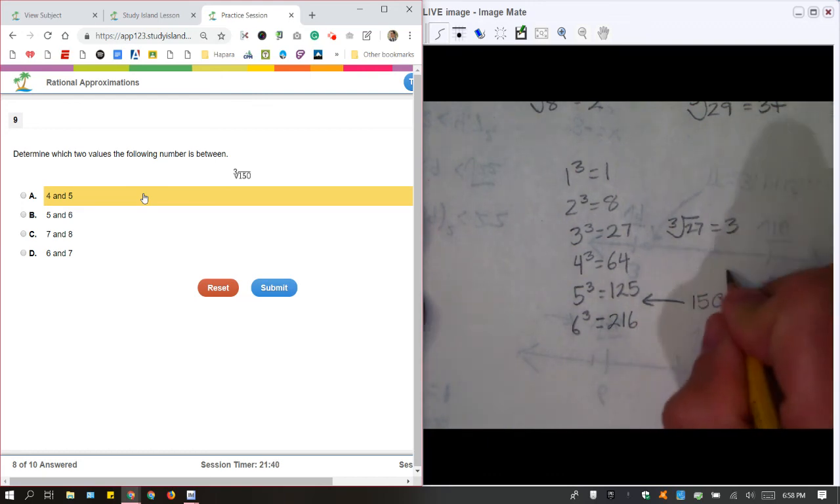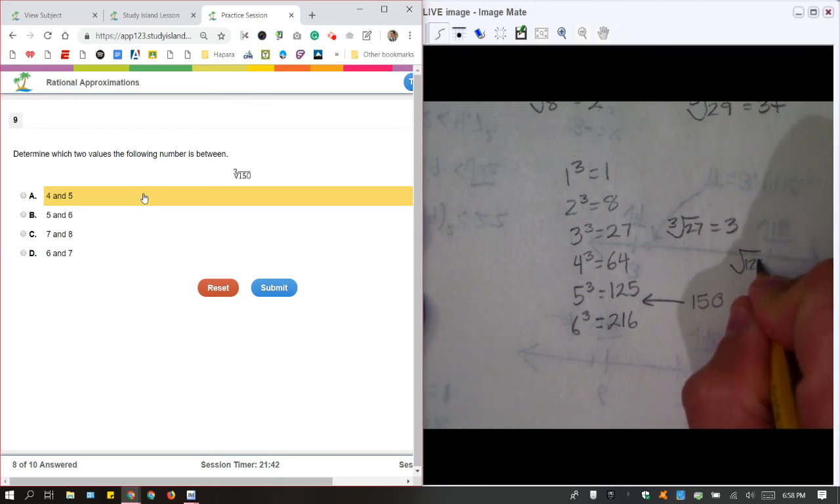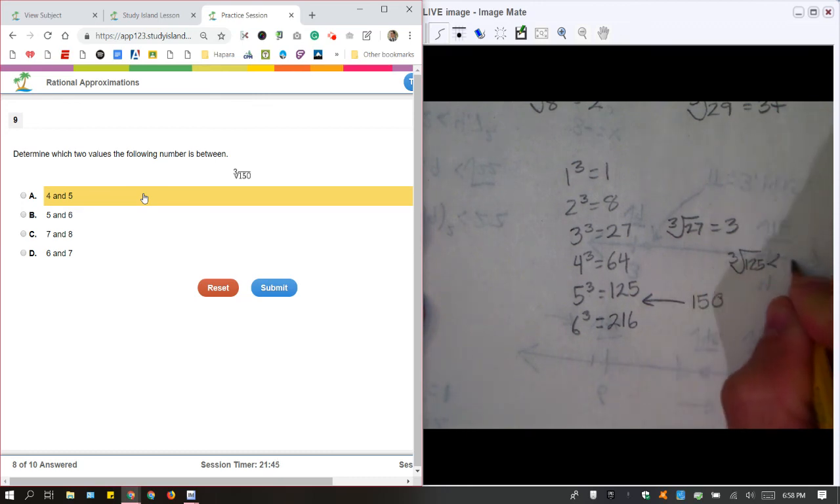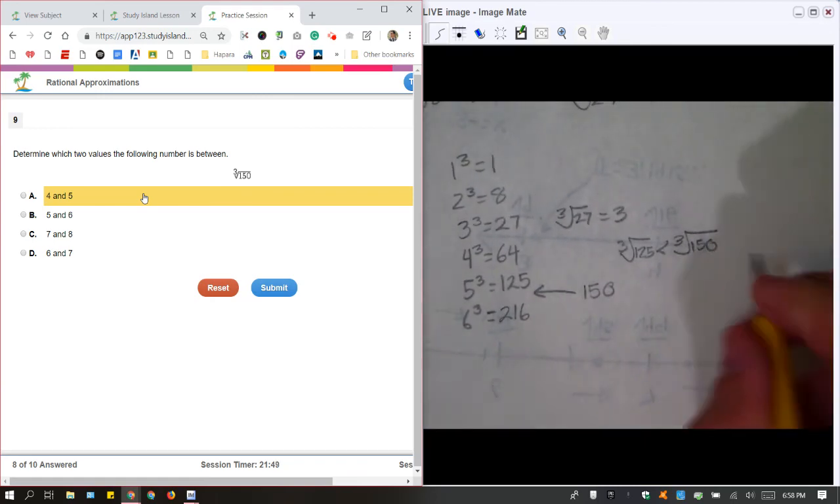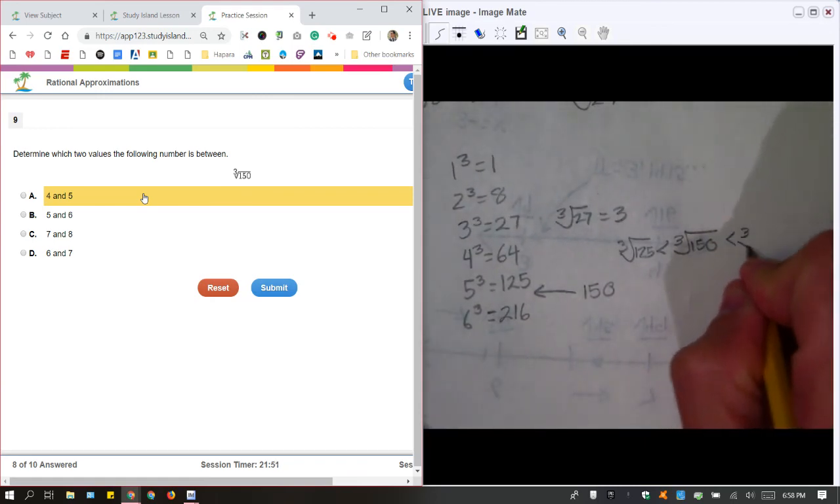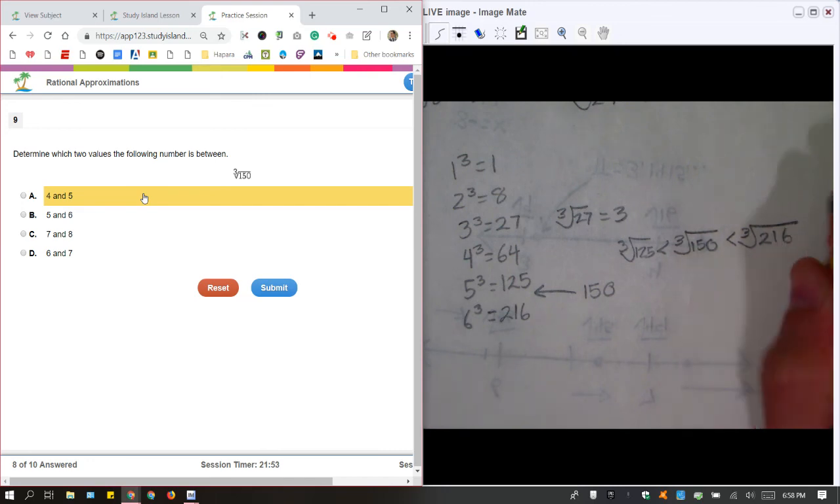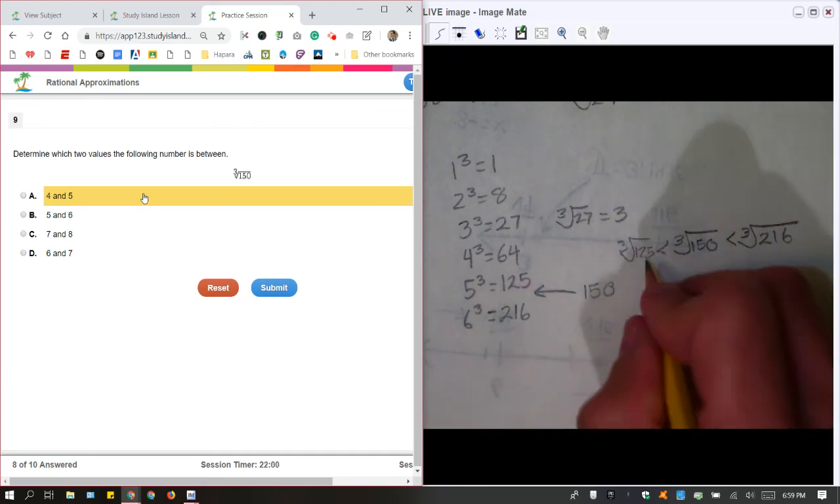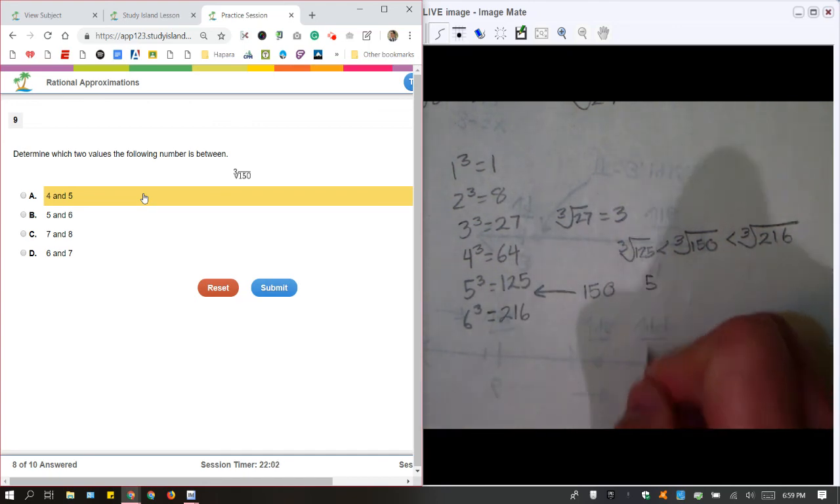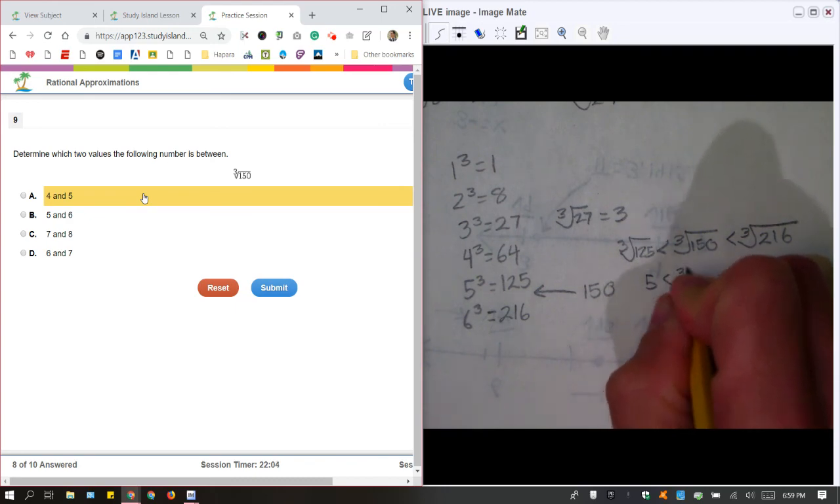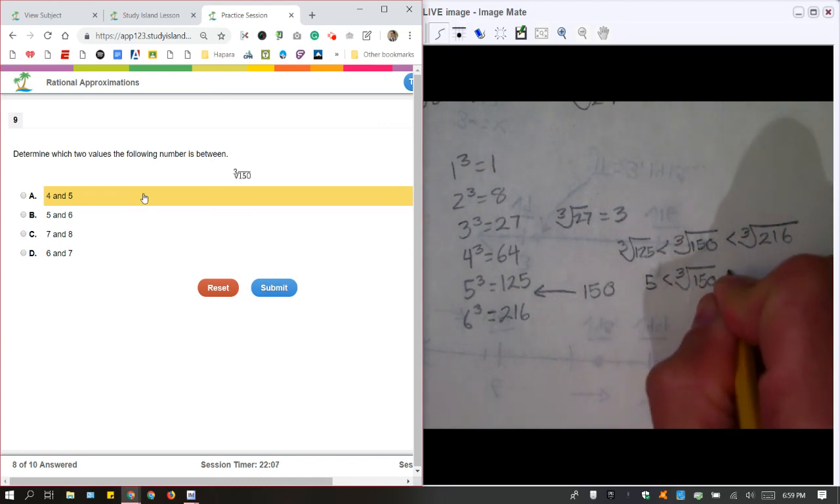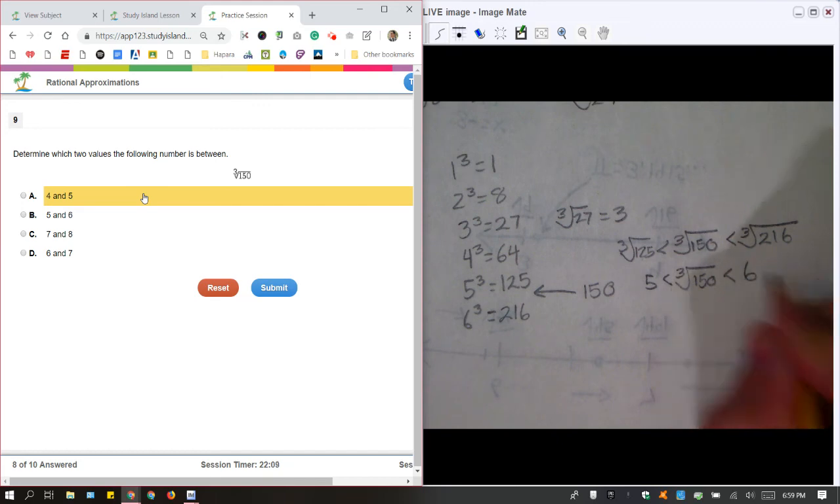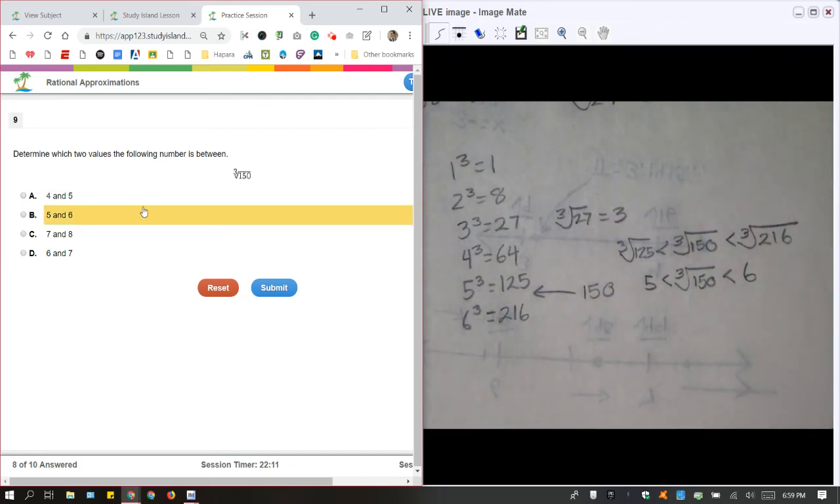So that means the cube root of 125 is less than the cube root of 150, which is less than the cube root of 216. That should be pretty clear because 150 is more than 125 and less than 216. The cube root of 125 is just 5, because 5 times 5 times 5 is 125, and the cube root of 216 is just 6. So the cube root of 150 in the middle is going to be between 5 and 6.